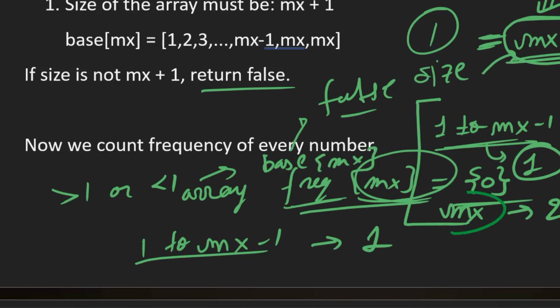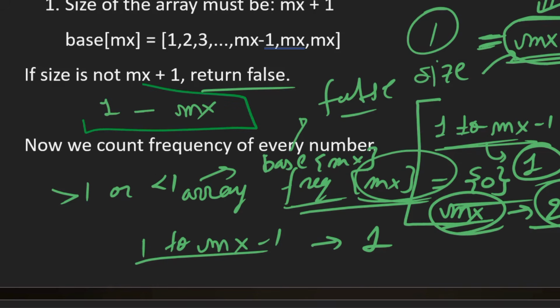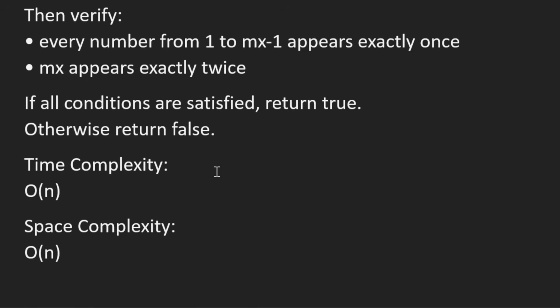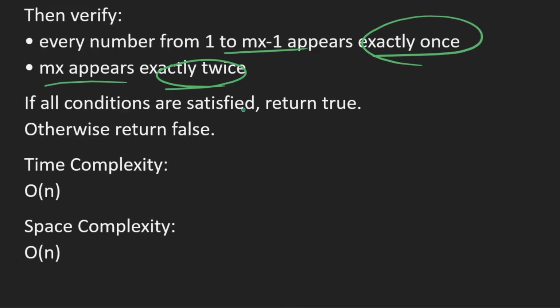Or if frequency of mx is not 2, then also we return false. Or the third thing can be, if any element is present in the array which is not in the range 1 to mx, then also we have to return false, because in base of mx all the elements are in the range from 1 to mx, right? So after storing frequency, we verify the frequency of 1 to mx minus 1 should appear exactly once, mx should appear exactly twice, and if all the conditions are satisfied, then we return true, else we return false.